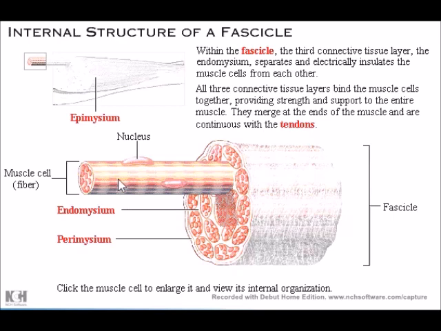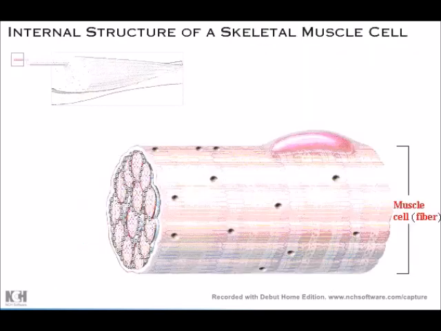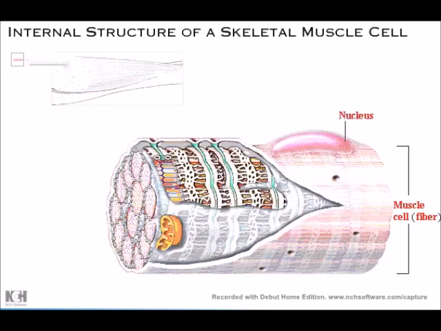To continue moving through the levels of skeletal muscle, click on the muscle cell to enlarge it and view its internal organization. Because skeletal muscle cells are elongated, they are often referred to as muscle fibers. Let's look at the internal structure of these unique cells. The nucleus is the cellular structure that contains the genetic material. The sarcolemma is the specific name for the plasma membrane of the muscle cell.